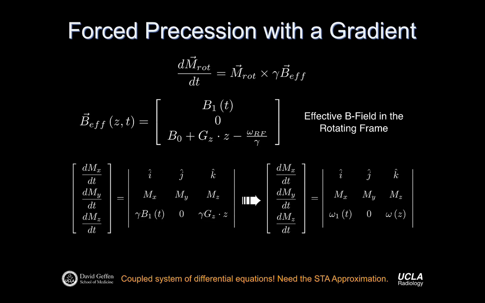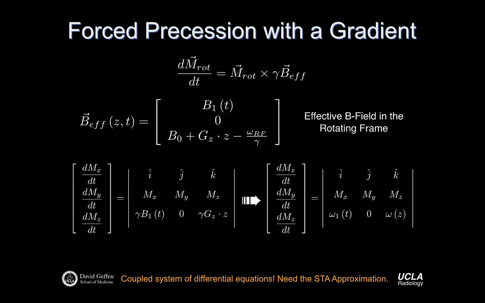So the field effect of a GZ gradient is GZ dotted with Z. And now that means B effective depends on Z. We don't have the same B effective as a function of time, so we don't have the same B effective as a function of space. And that is going to complicate things a little bit. We take our B effective, we put it into our equation of motion.